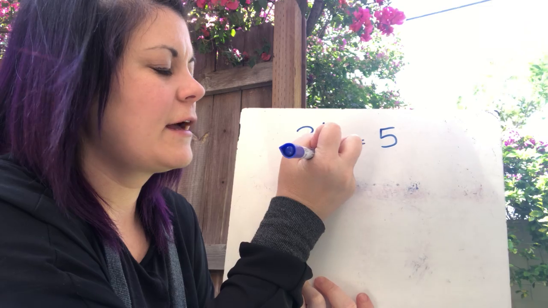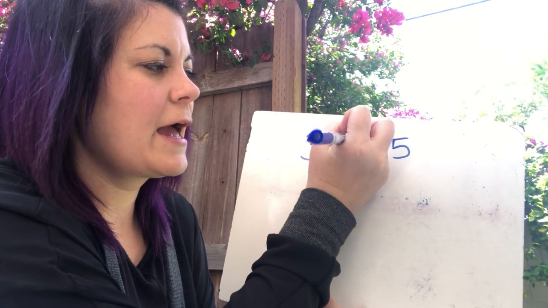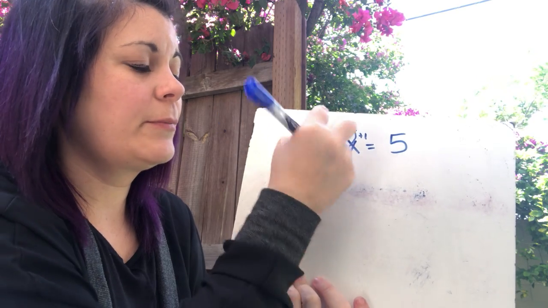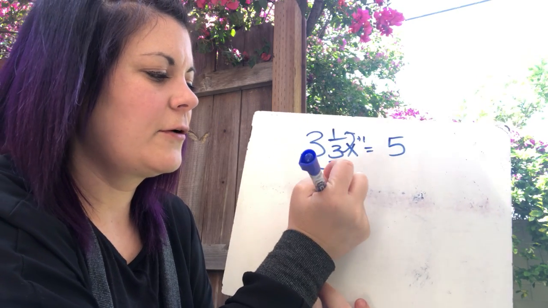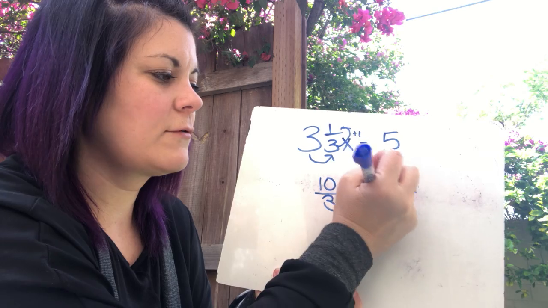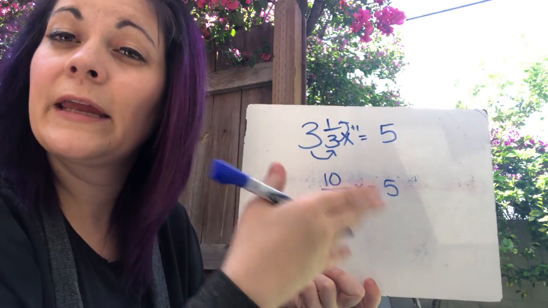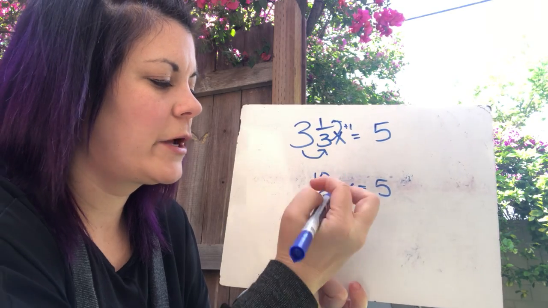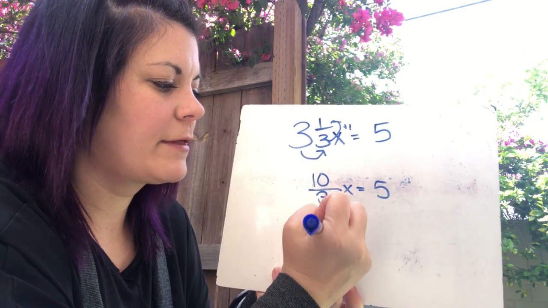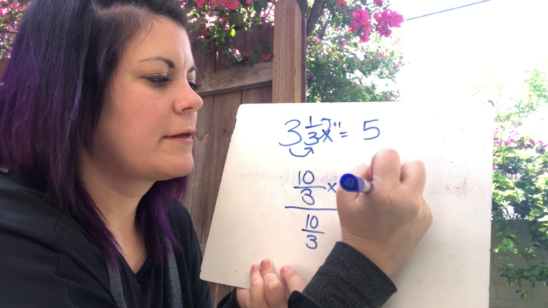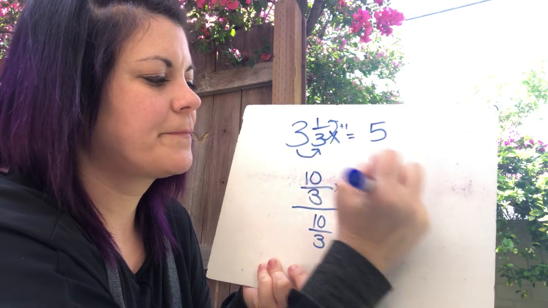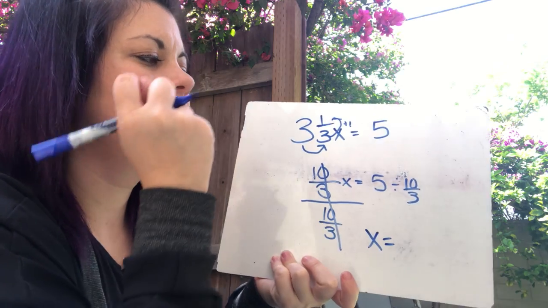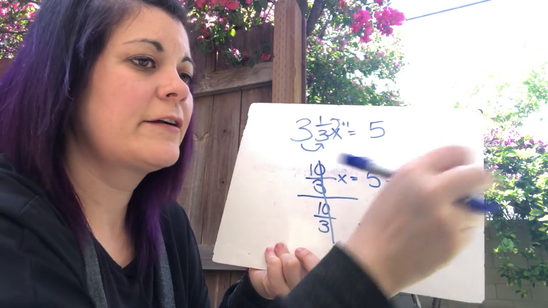So 3 times 3 is 9, and then we add the numerator, plus 1. So 3 times 3 is 9, plus 1 is 10. So we have 10/3 x equals 5. And now we're here again like we were before. Multiplication in between, we're going to solve this equation. So we're going to divide both sides by 10/3. These cancel each other out, getting x equals 5 divided by 10/3.